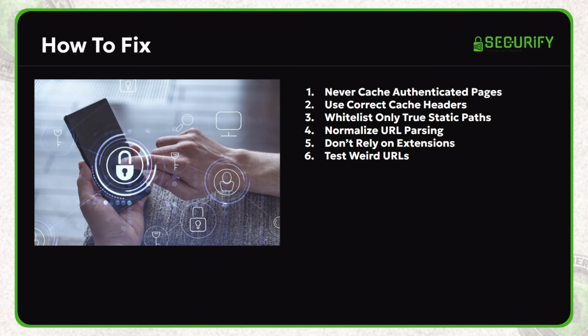Now let's talk about the fixes. The good news is that this vulnerability is easy to prevent once you know where the problem comes from. The first rule is simple: never cache pages that need authentication. If a page returns private or user-specific data, make sure it always bypasses the cache. Next, set the right headers on sensitive endpoints. Your server should send headers like Cache-Control: no-store, no-cache, must-revalidate, and private. These headers tell any cache, CDN, or reverse proxy that the content must not be stored or shared.